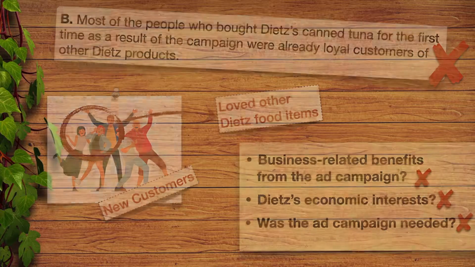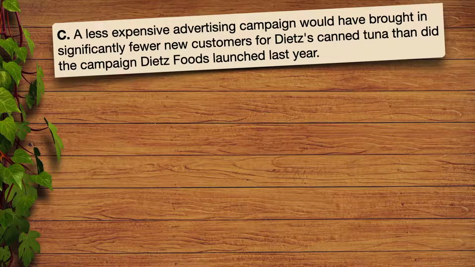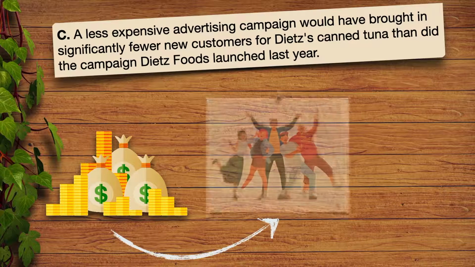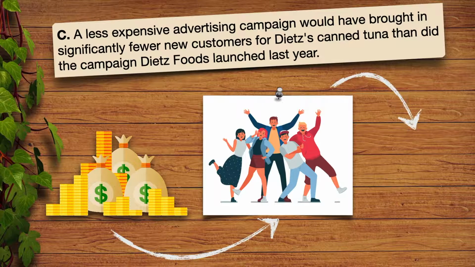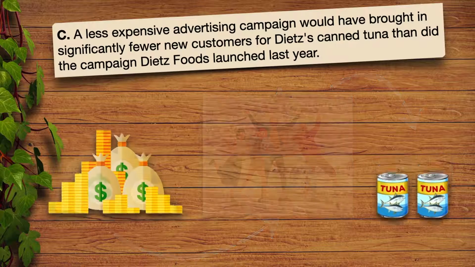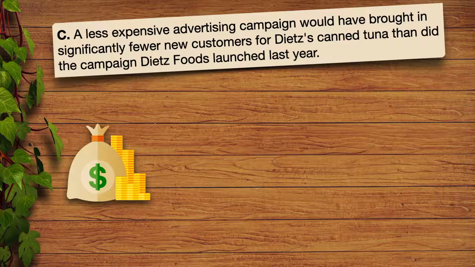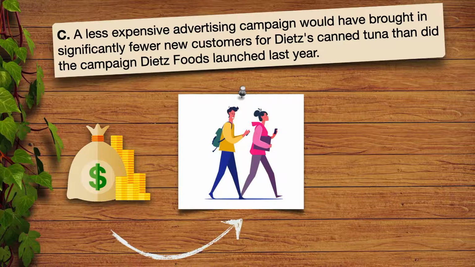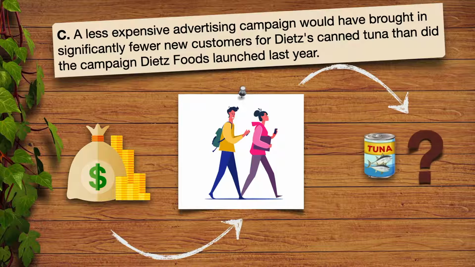Well, let's move on to option C. Now, from the information that we have from the argument, we know that this was the cost of the campaign, a campaign that brought in new customers who made it possible for Dietz Food to sell an additional 2 million cans of tuna last year. Option C says that a less expensive advertising campaign would have brought in noticeably fewer customers. Okay, but would those fewer customers have led to Dietz Food selling a significantly lesser number of cans? Well, not necessarily. And here's why.